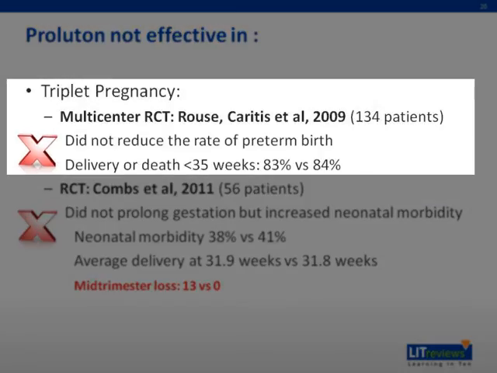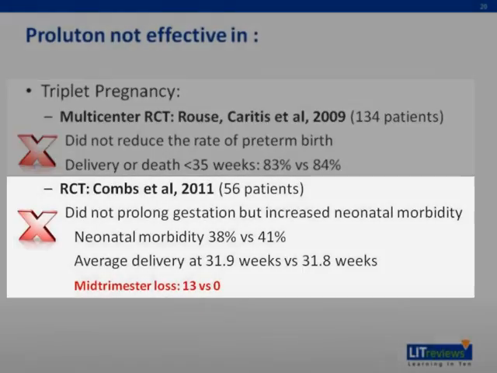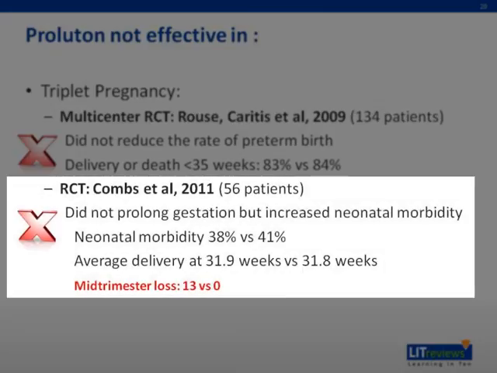Similar findings for triplet gestations were recently demonstrated in another randomized controlled trial. It reported no differences in preterm birth rate across all weeks of gestational age. A second, more recent study by Combs even reported an increase in neonatal morbidity. Thus, no benefit has been found to support using Proluton in triplet gestations.